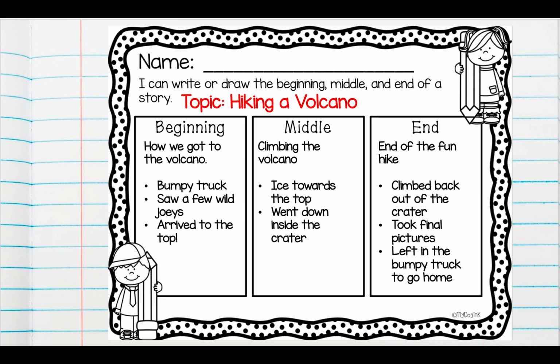So please get out whatever type of graphic organizer you filled out. You may have folded a paper into 3 sections, you may have printed this one out, or you may have just written it in your writer's notebook. Go ahead and find your beginning, middle, and end paper because you're going to need to use that today. Alrighty, now it's time to start writing your story. I'm going to show you today how I used this exact piece of paper that I filled out to help me write my entire story about hiking a volcano.